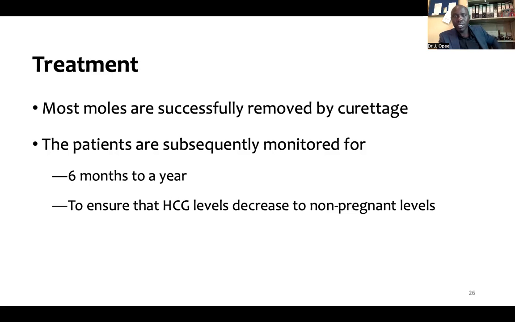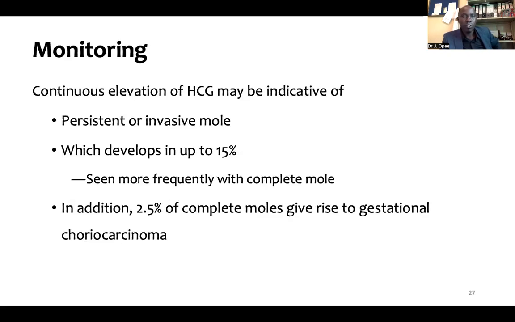The patients are subsequently monitored for about 6 months for all cases of hydatidiform mole, to ensure that the hCG level reduces to the non-pregnant state after the termination of that pregnancy. So monitoring is key. It should be noted that some of the monitoring can go as long as even 1 year, because if it is a complete hydatidiform mole, in subsequent pregnancies the development of invasive mole, choriocarcinoma or gestational trophoblastic neoplasia is even more common, because they can develop at a rate of up to 15% in many cases.